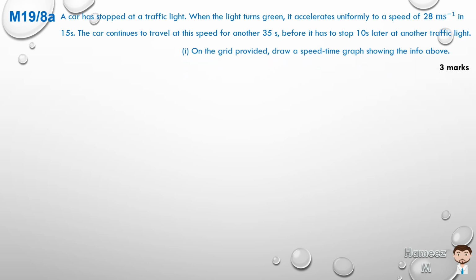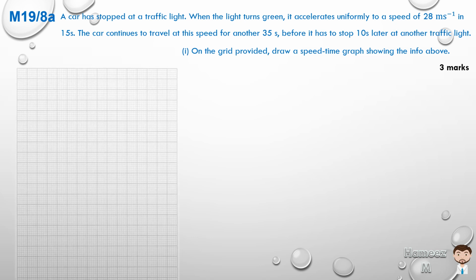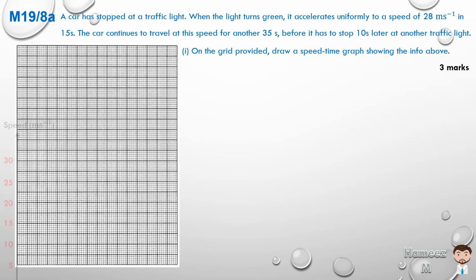On the grid provided, draw a speed time graph showing the information above. So let's look at the axes and let's put in the values accordingly. And what do we know? We know it started from rest and it accelerated uniformly, so there's a line sloping up to the right to a speed of 28 meters per second in 15 seconds. So we could draw that line.